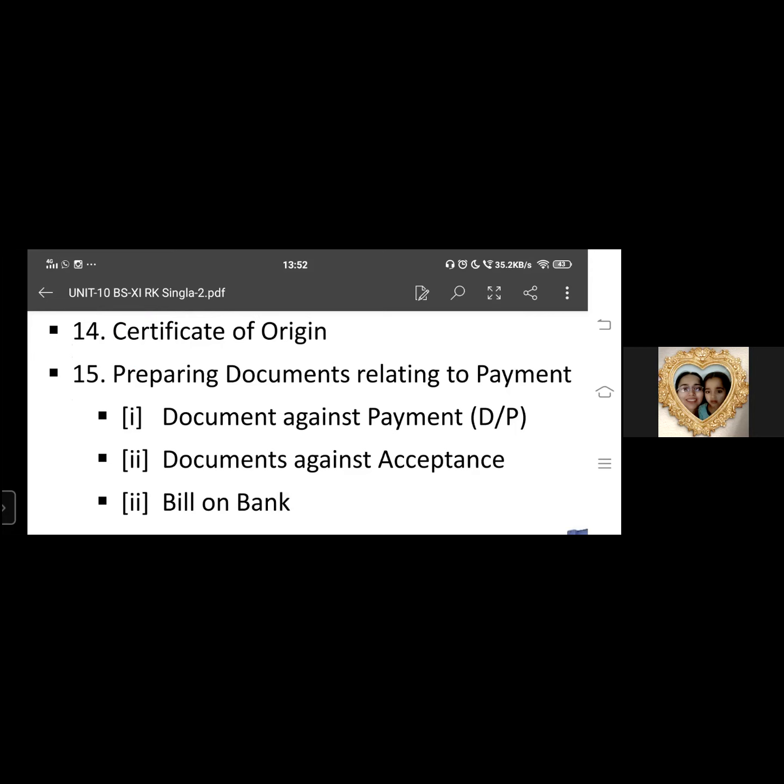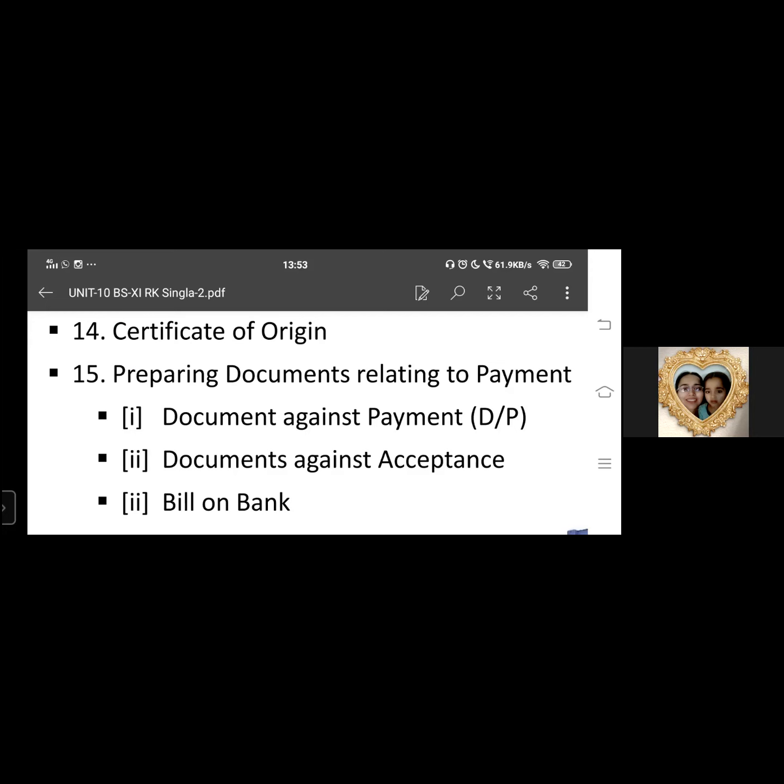So the terms and conditions of payment can be of various types. First is the document, then the exporter writes document against payment on the bill. This means that after making payment in the bank, the importer can take the documents related with the goods. Iska matlab ye hua ki payment hone ke baad, bank mein payment hone ke baad, importer jo hai wo can take the documents. Wo apne sare documents le sakta hai goods se related.